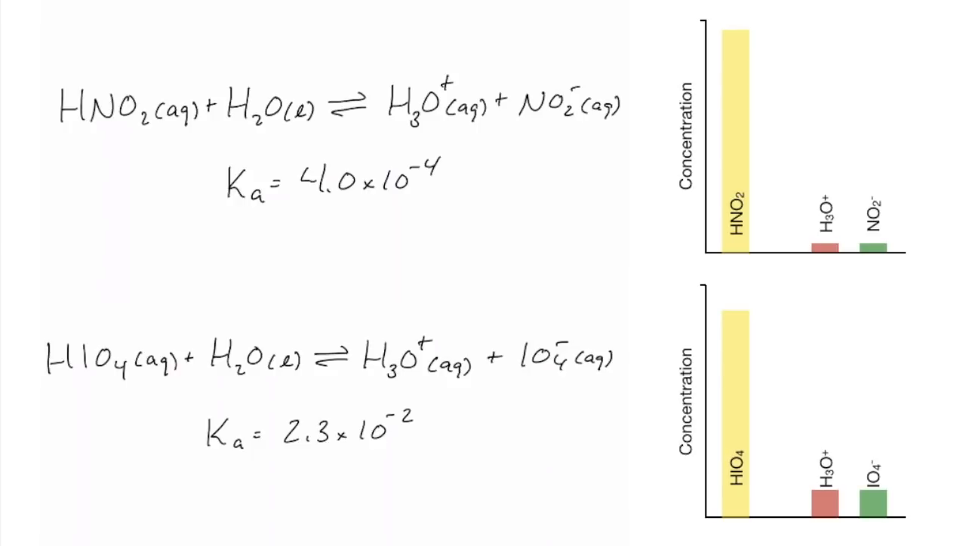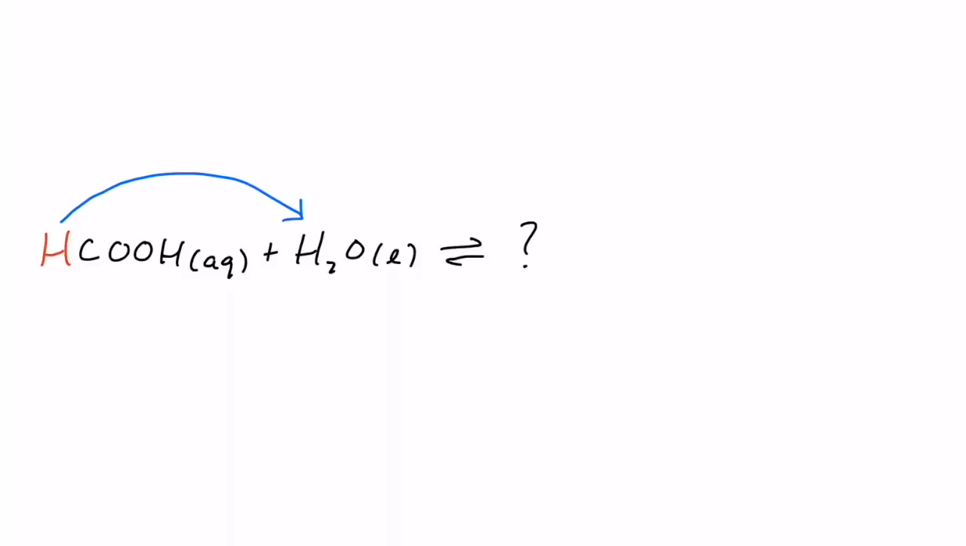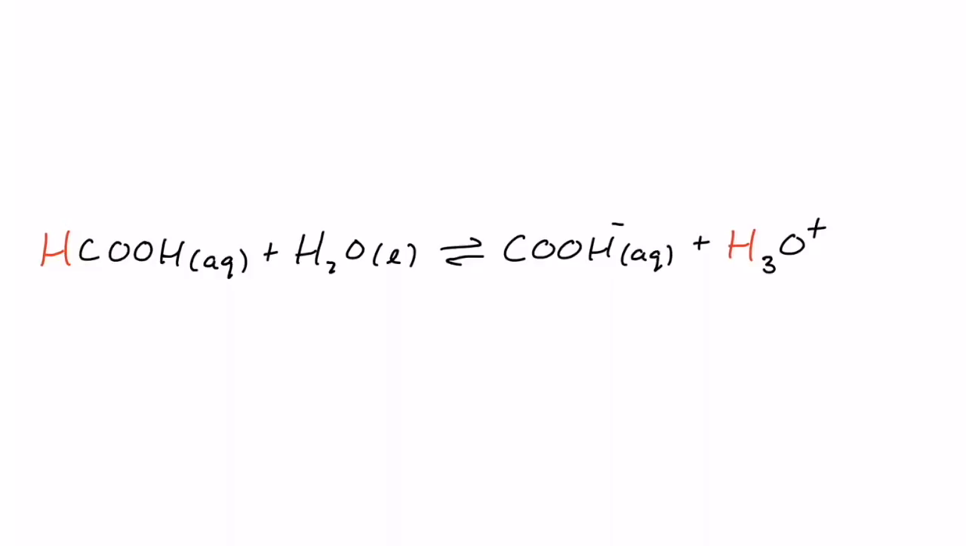Okay, so that's it for the review. Now let's get into some new stuff. Here is an acid-base reaction between formic acid and water. Can you write out the products? Take a minute to try and figure it out, since this will be an important skill later on. Remember, the acid donates a proton and the base accepts it. The products must then be formate ion and H3O+.